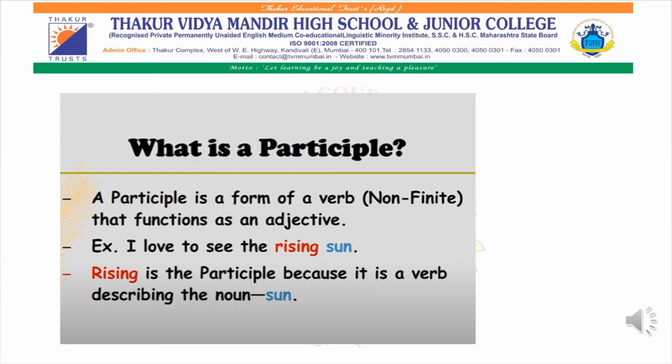Now, can you all tell me what is an adjective? I'm giving you all one second to think. Can anyone tell me what is an adjective? As we have studied in parts of speech, an adjective is a word which is used to add something to the meaning of a noun. So it is telling us more about the noun, it is describing it, and therefore rising over here is an adjective. It is a participle, it is a verb, and it is describing more about the noun sun.